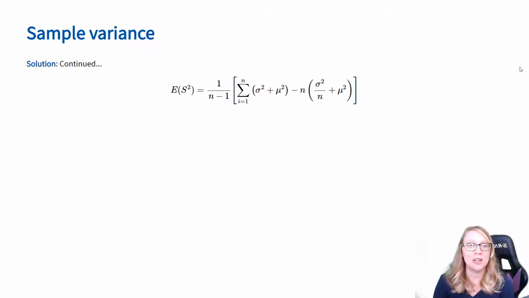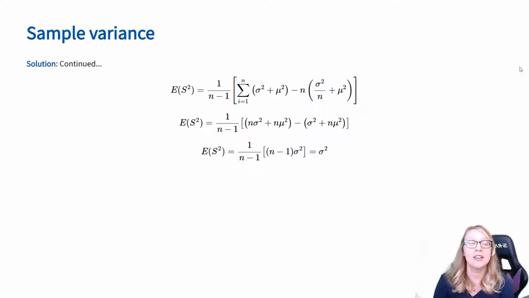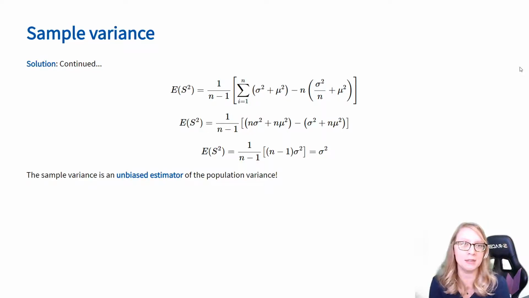Plugging in what we know about how normal distributions are distributed, things start to simplify down. Eventually, we can show that the expected value of the sample variance is in fact the population variance. So dividing by n minus 1 here gives us what's called an unbiased estimator. The expected value of this estimate is the thing that it's trying to estimate, the population variance. That's why we divide by n minus 1 when we calculate the sample variance.